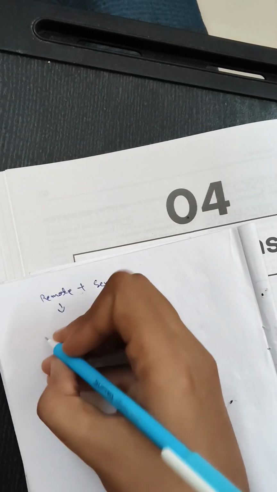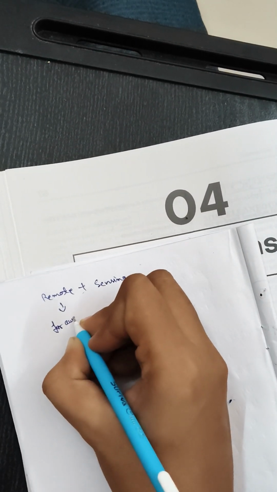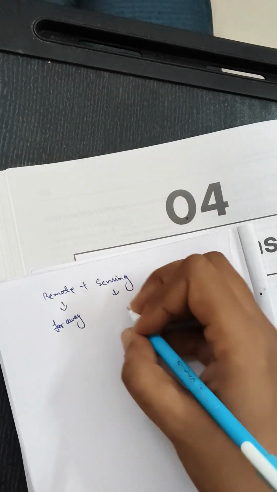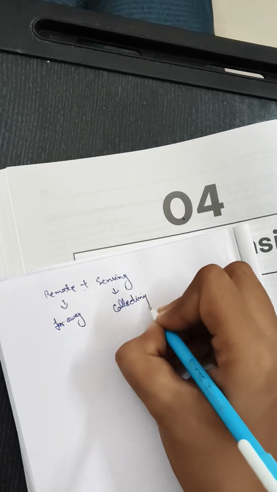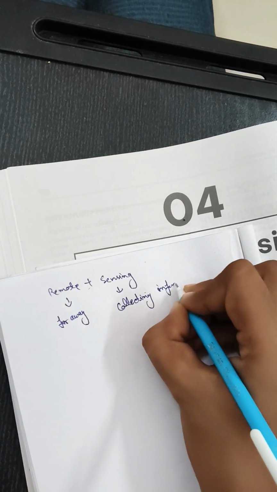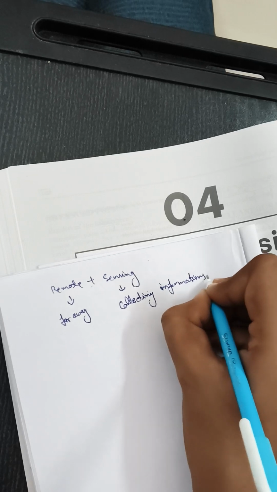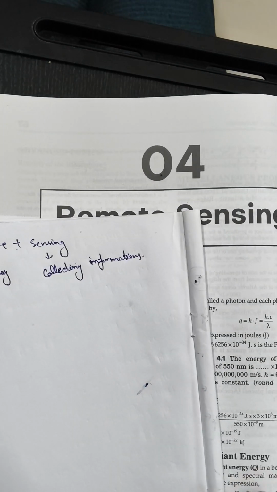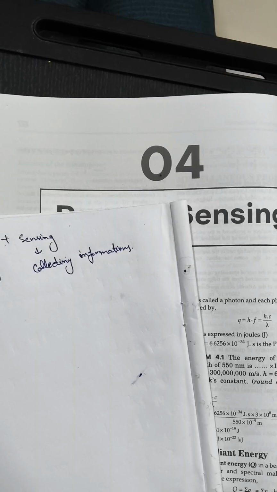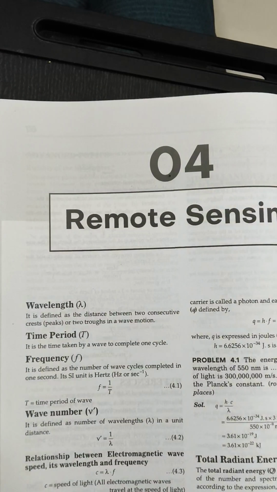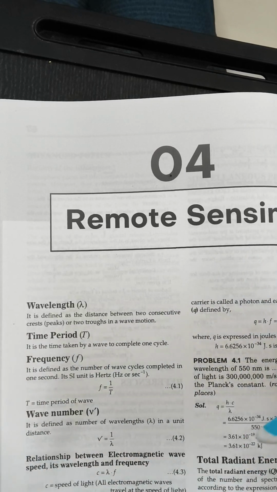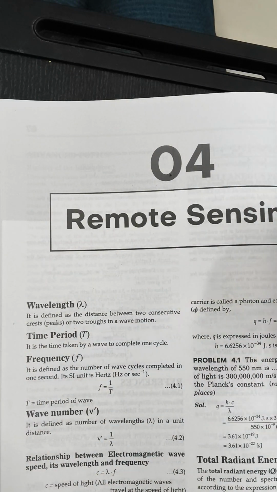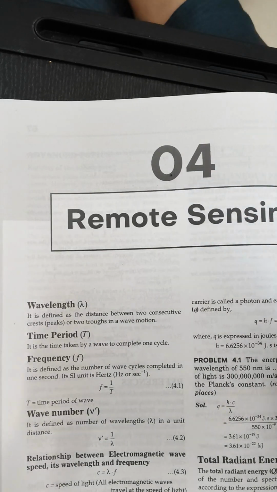Remote means far away and sensing means collecting information. So remote sensing means collecting information about an object without touching it. For example, suppose you want to know about a mountain. You can go there physically and study it, or you can use a satellite that takes pictures from space. The second method is called remote sensing.